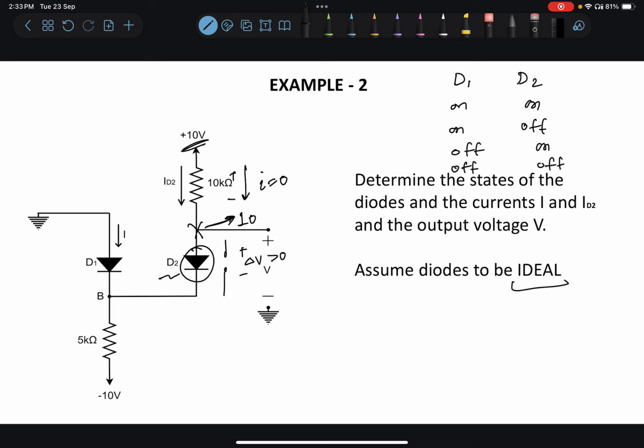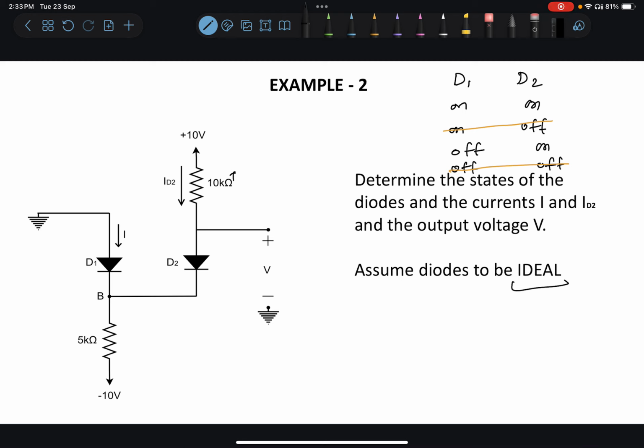So the assumption that D2 is not conducting is not correct. D2 will conduct, since this P junction is at a higher potential than this junction, because this cannot be higher than 10 since the rail of the circuit is at 10. So D2 will conduct, and we can rule out these two possibilities where D2 is off. Now we have only two possibilities based on the region of operation of D1.